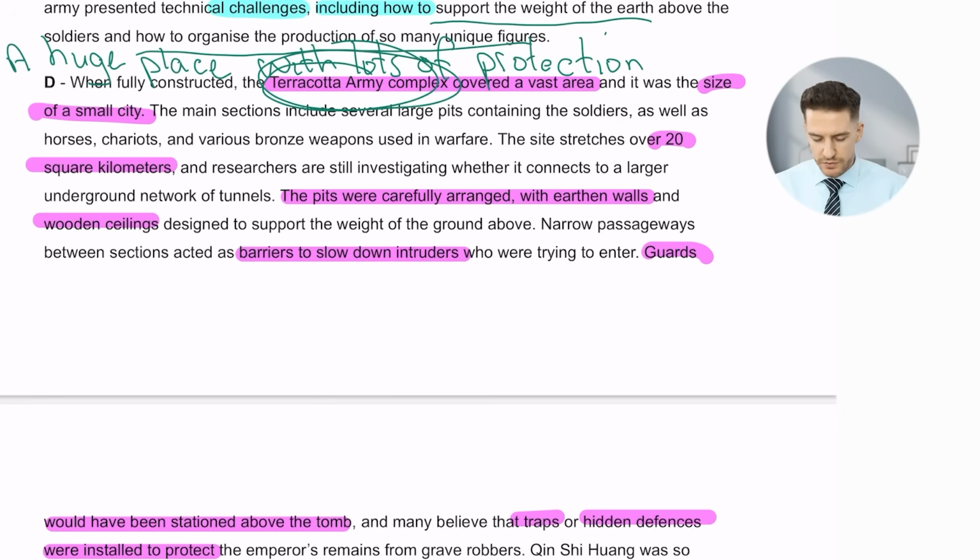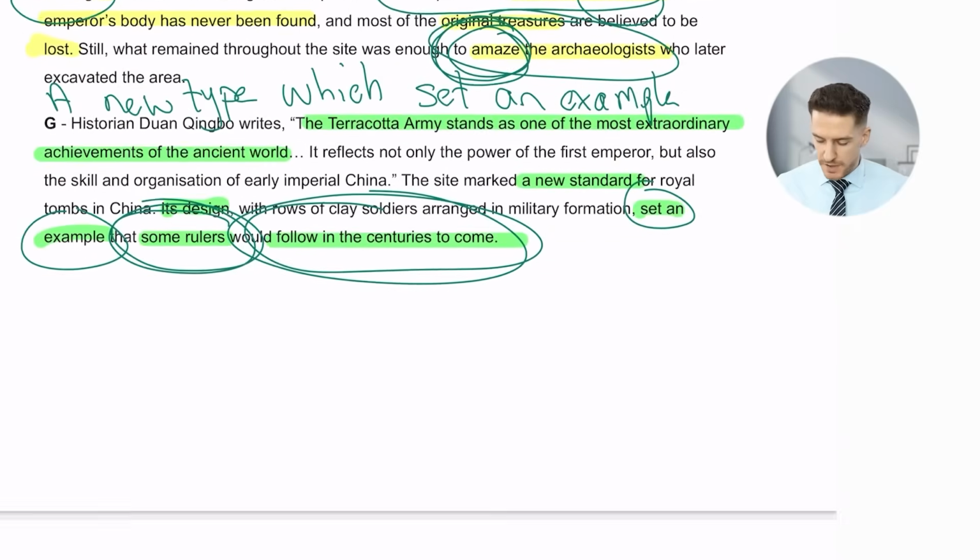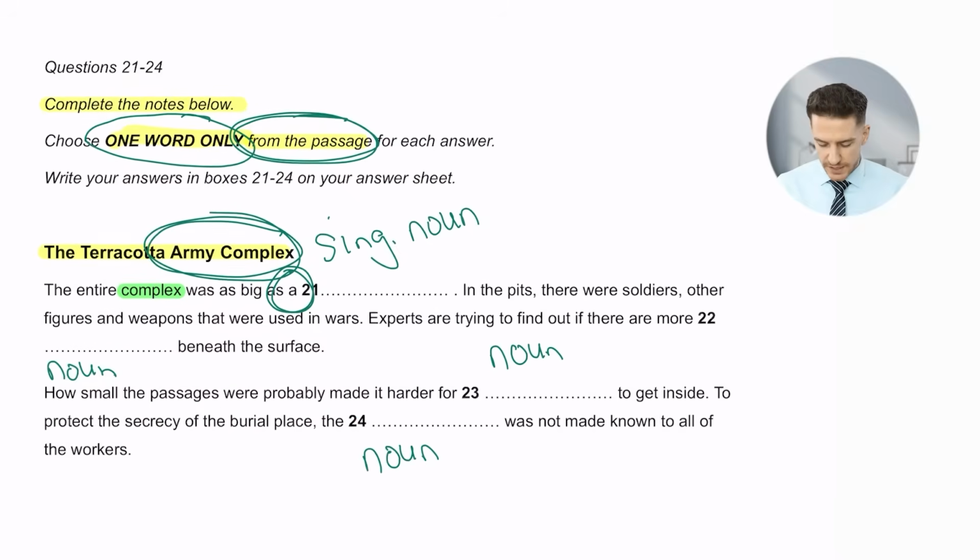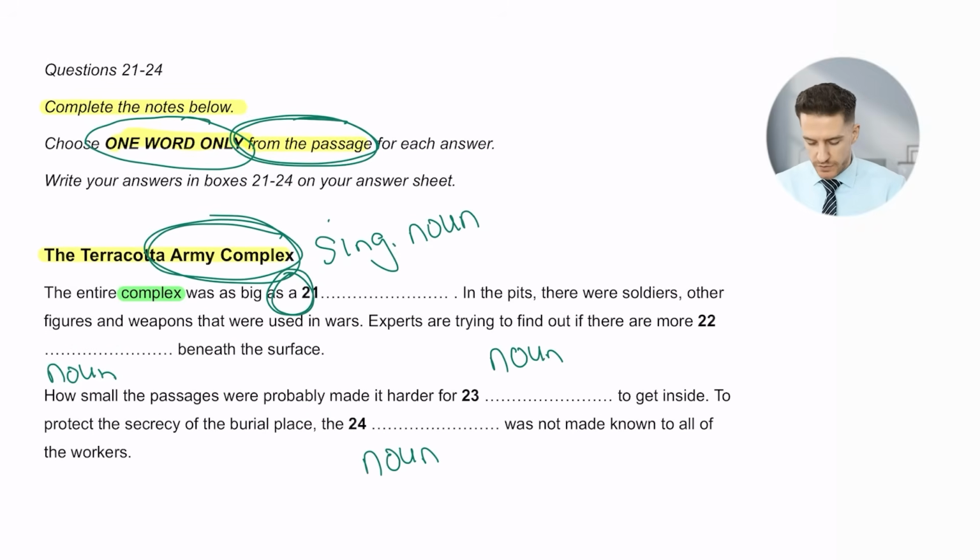Now, I was actually wrong. I thought it was in paragraph B or C, but that's okay. We found where it is. And it was the size of a small city. Okay, there we go. There's the answer. Okay, the size of a small city, or as big as a city. Now remember, we just need one word and we need a noun. So the correct answer there would be, sorry, let me write that again a bit neater. The correct answer would be city. Now, we couldn't say small city because look here, it says one word only, okay? One word only.